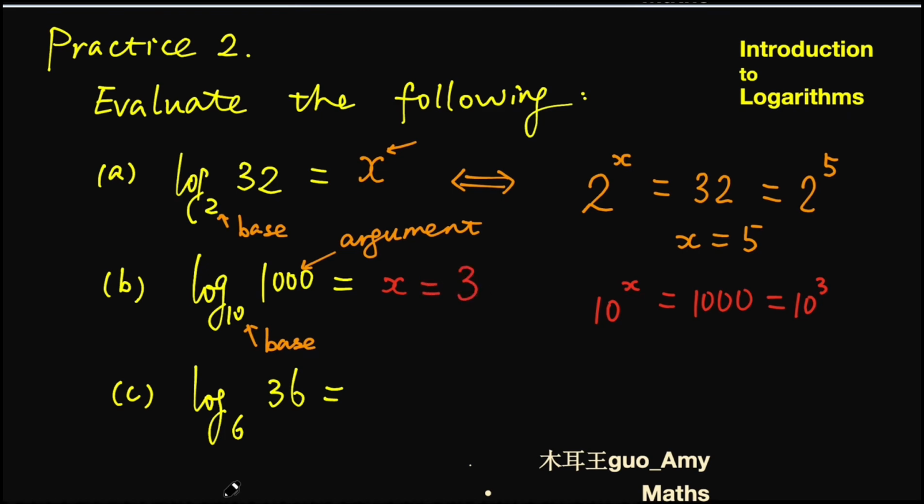Now for the third question, we have the logarithm of 36 to the base 6. We can ask ourselves, what power of 6 gives 36? So we convert this logarithm back to the exponential form. 6 is the base, and 6 to the power x is equal to 36. And 36 is equal to 6 squared. Therefore, x is equal to 2.